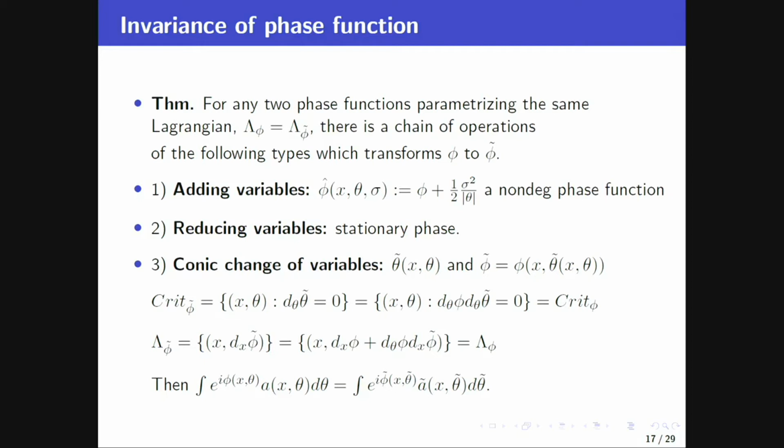Or we can reduce variables, by stationary phase. Everybody knows stationary phase? Okay, so you're familiar with it, good. For example, if I start from here, I'm going to reduce sigma because the Hessian here is different than 0.